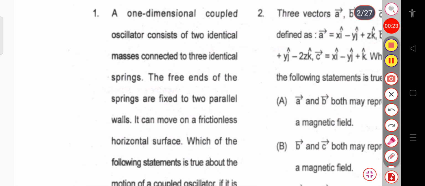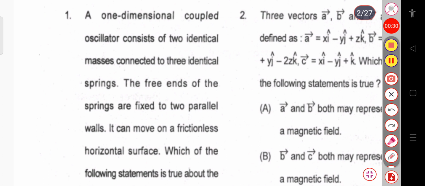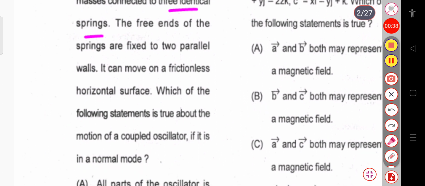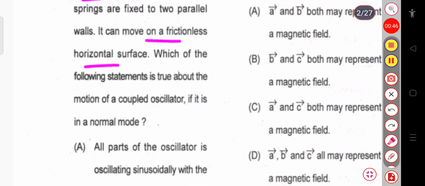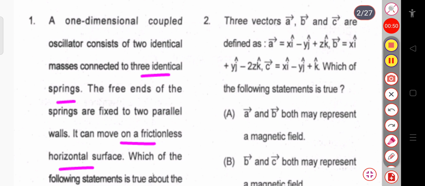So the question is, a one-dimensional coupled oscillator consists of two identical masses connected to three identical springs. The free ends of the springs are fixed to two parallel walls. It can move on a frictionless horizontal surface. Which of the following statements is true about the motion of the coupled oscillator if it is in a normal mode? So basically it is the two coupled oscillator problem.